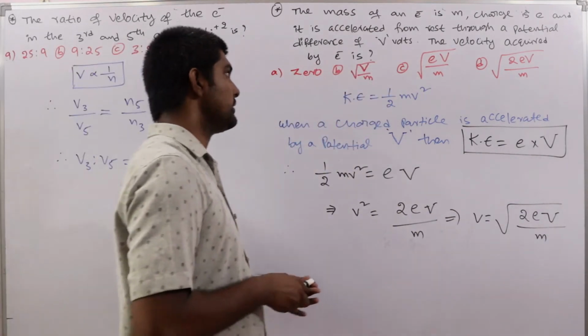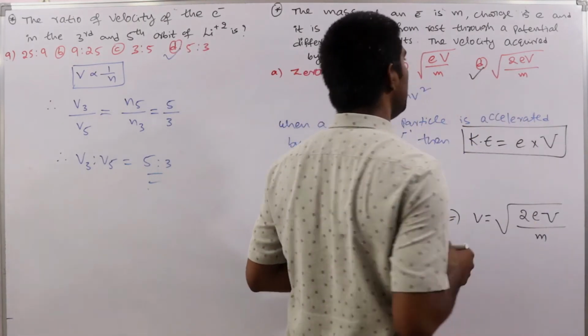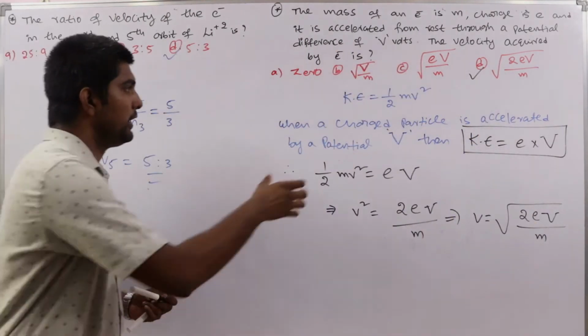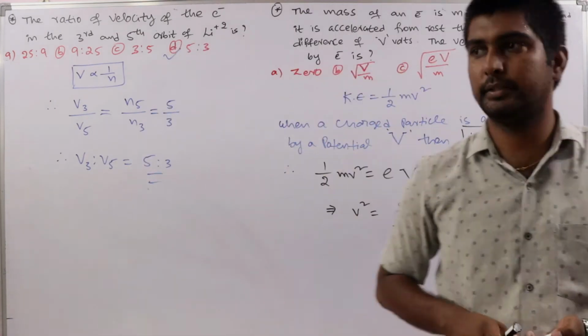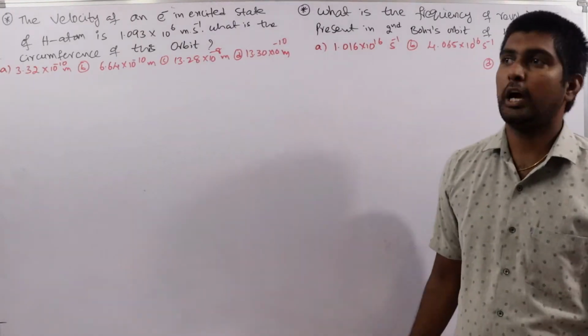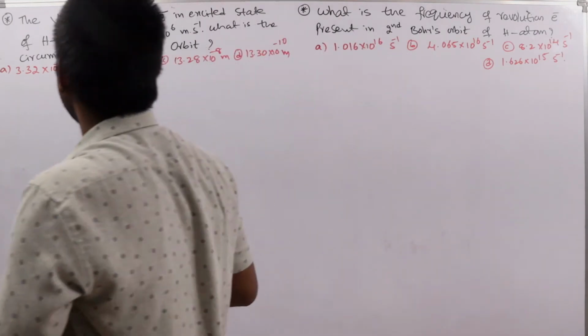Okay, so what is the answer here? Option D is the answer. A very important relation, this one. Remember this. Clear? Now let us see another special model which is very important.